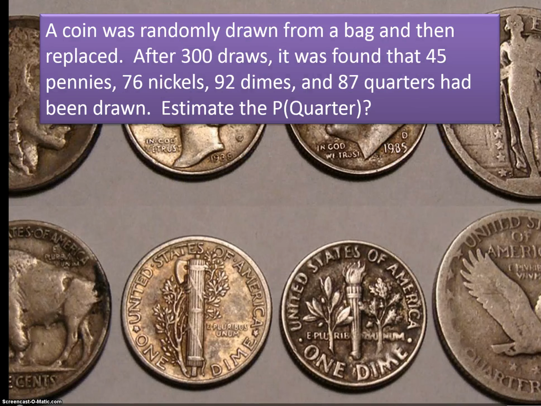A coin was randomly drawn from a bag and then replaced. I love this problem. I'm such a geek, I know. But after 300 draws, it was found that 45 pennies, 75 nickels, 92 dimes, and 87 quarters had been drawn. What would be the relative frequency or the experimental probability of drawing a quarter?